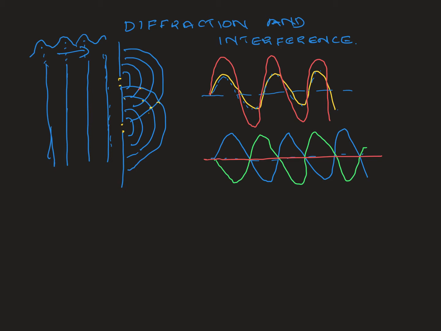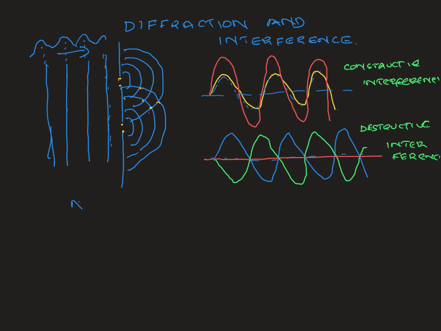So let's write it down. This is constructive interference, and this is destructive interference. So constructive and destructive. Talking about waves, this is something that is common for all waves, so sound waves or water waves. So we're going to talk about diffraction and interference for light.